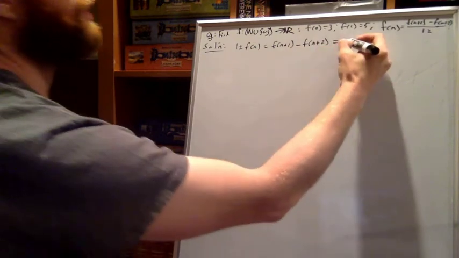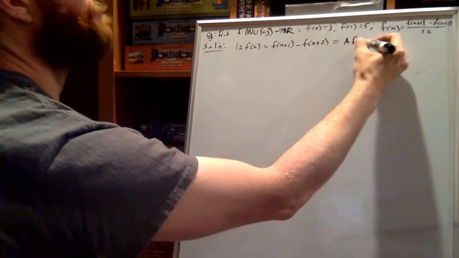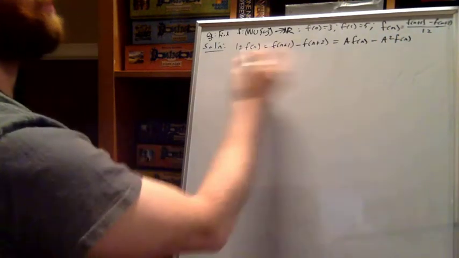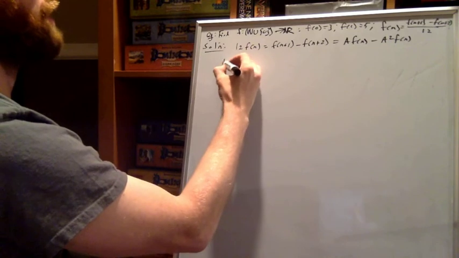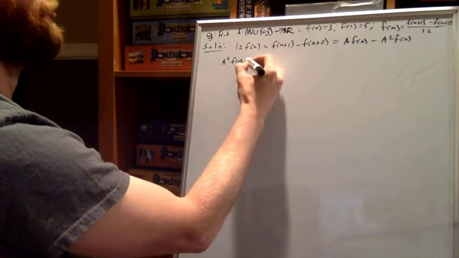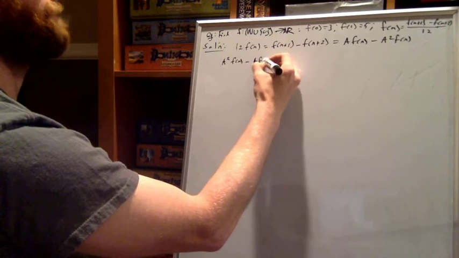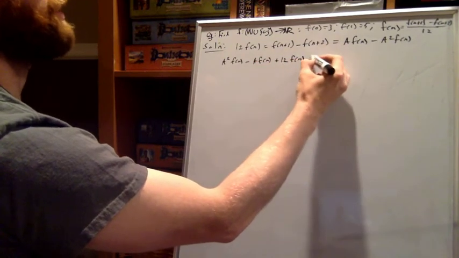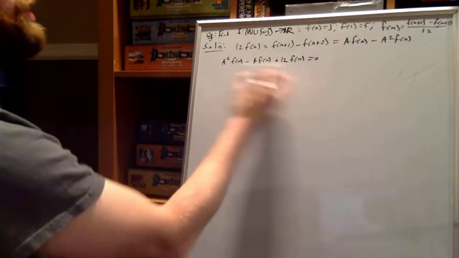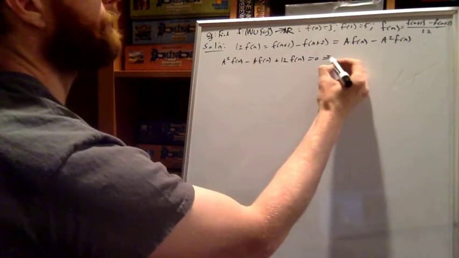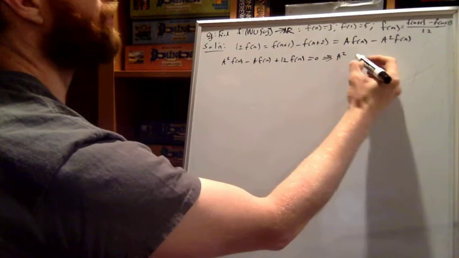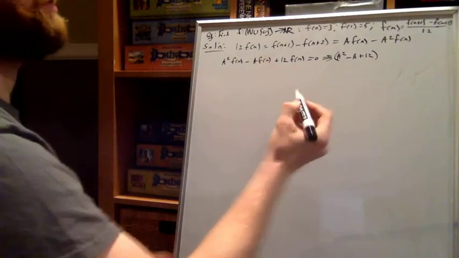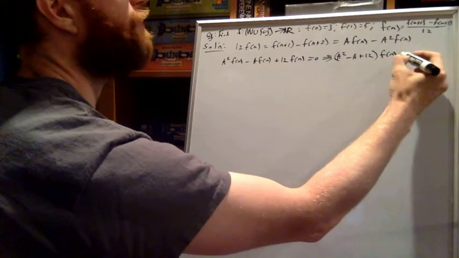This, just written with the advancement operator, is going to be a f of n, and this is going to be minus a squared f of n. So now I'll put everything on one side, and I'm going to have a squared f of n minus a f of n plus 12 f of n equals 0. Well, this I can factor, and I'm going to get a squared minus a plus 12. Remember the sort of operator theoretic factoring. F of n equals 0.